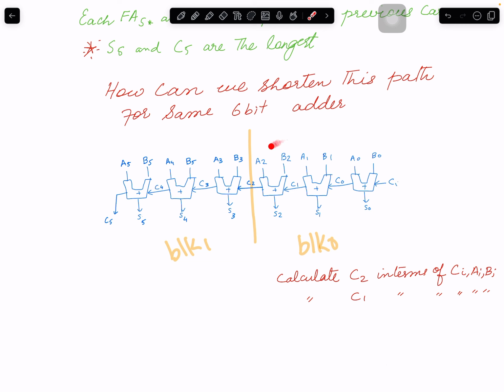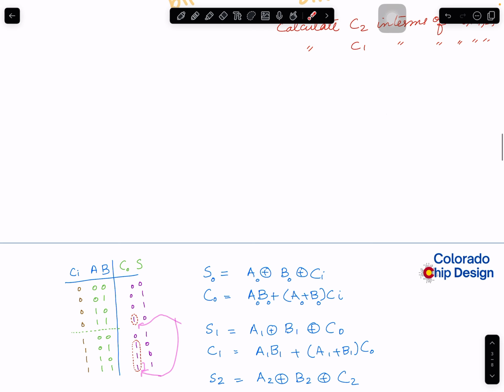But right now, instead of doing all that, and to make my example simpler, I'm just using 6 bits. I'm just ignoring this part, just block 0 as I call it. We will look into how we come up with those equations. Let's look at that using this example.